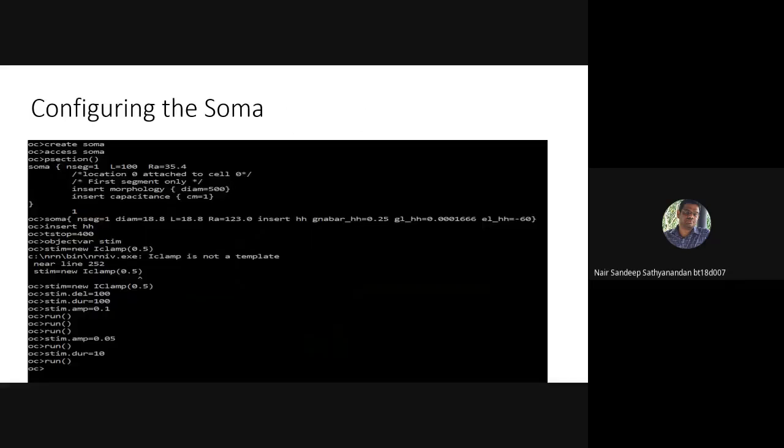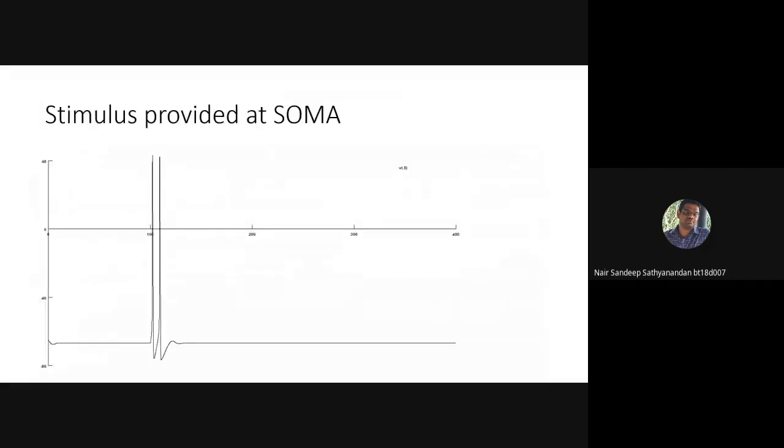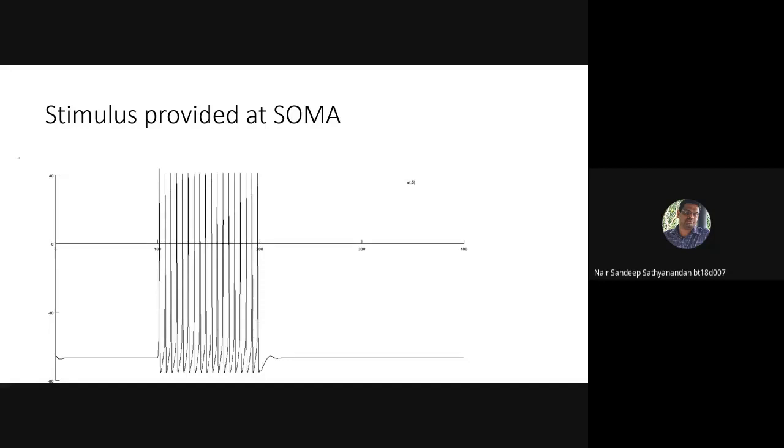So this is a sample code that is used to configure the soma. Anyway, we will be seeing that during the demo. And when the stimulus is provided, the action potential is generated at the soma. And when you increase the duration of the stimulus or increase the amplitude of the stimulus, we can see multiple firings as we are seeing here.